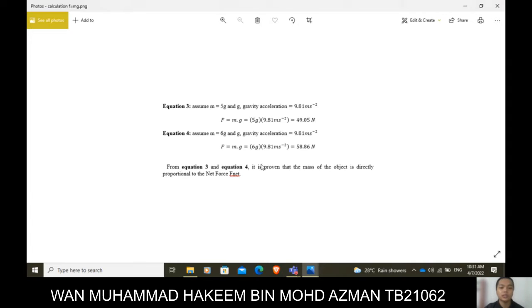So from equation 3 and equation 4, we can prove that the mass of the object is directly proportional to the net force. F is the net force. Whenever the mass of the object increases, the net force also increases.